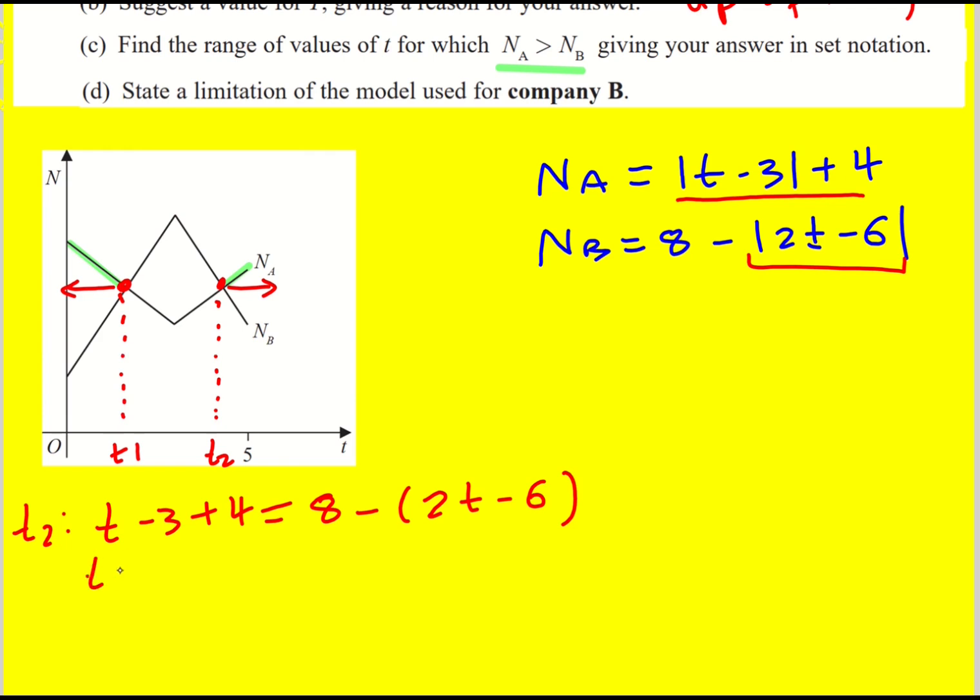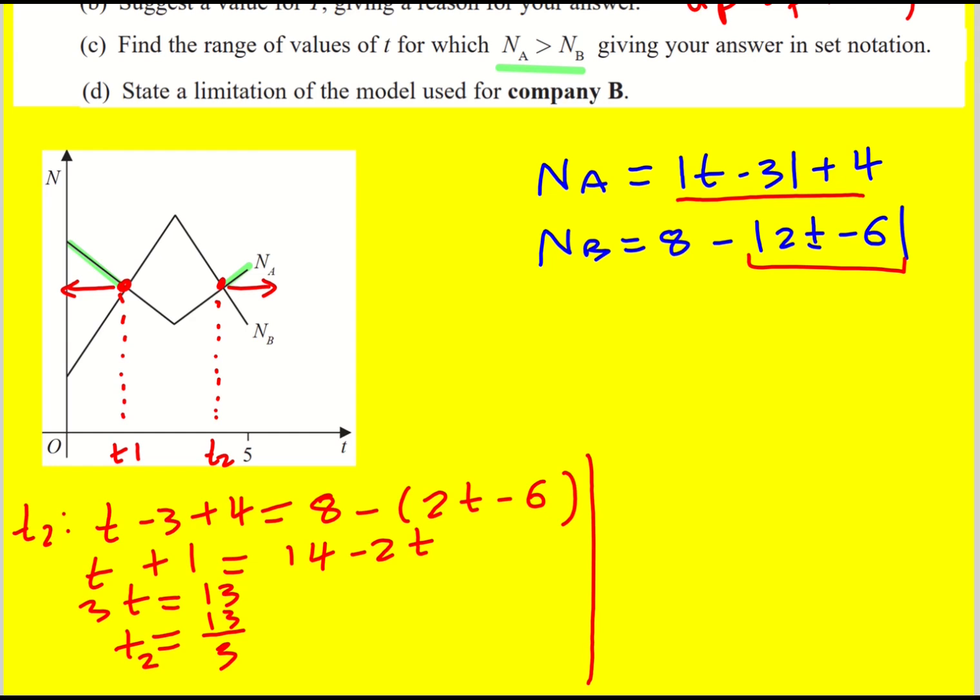Now we can just tidy it up a little bit. t plus 1 is going to equal 8 minus 2t minus 6, actually it's going to be 14 minus 2t. So then 3t will equal 13, and t is 13 over 3. And just to reiterate, that is t2.